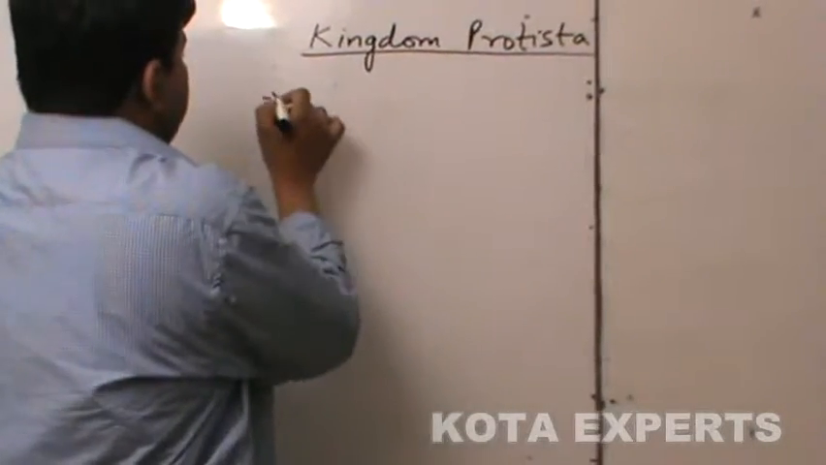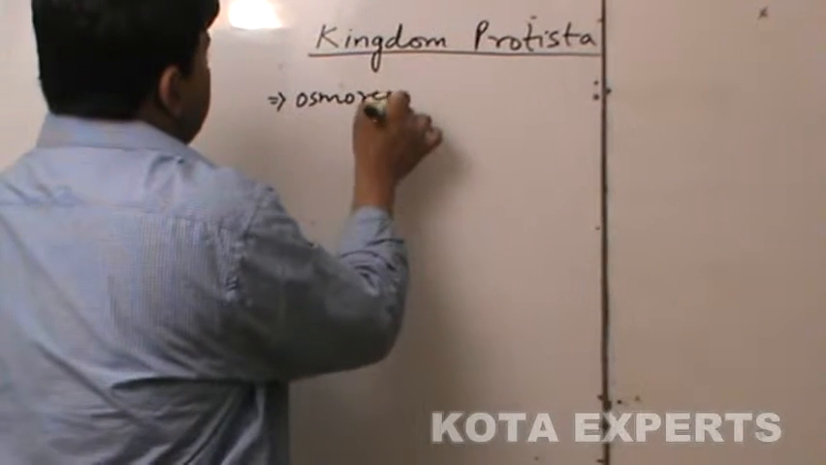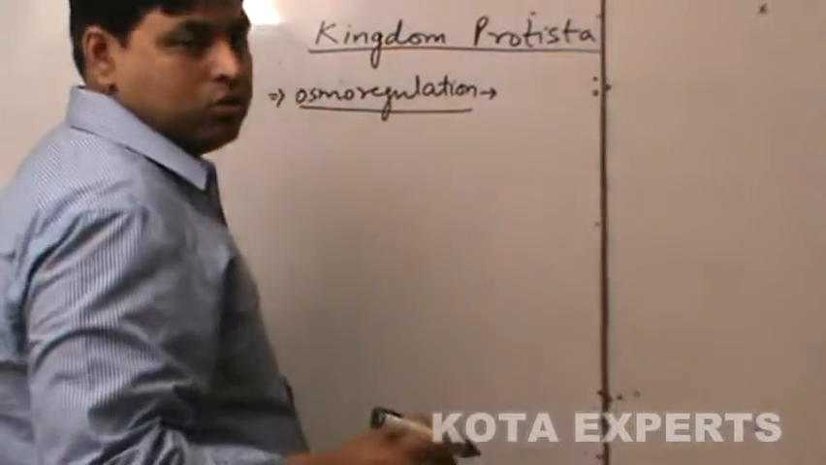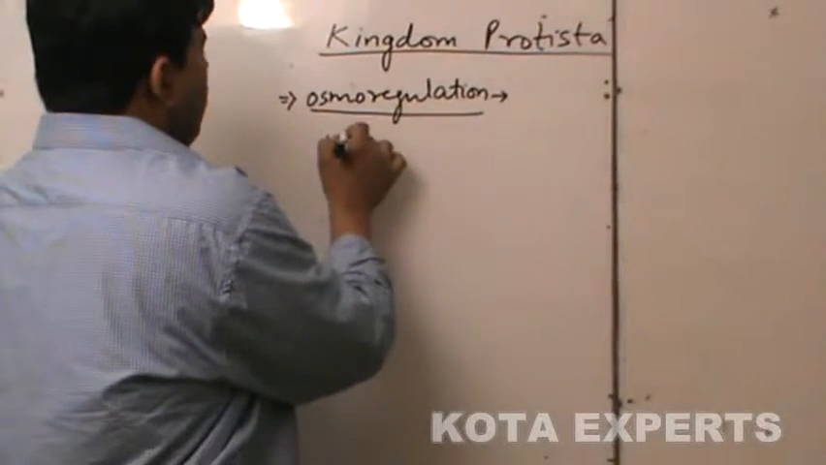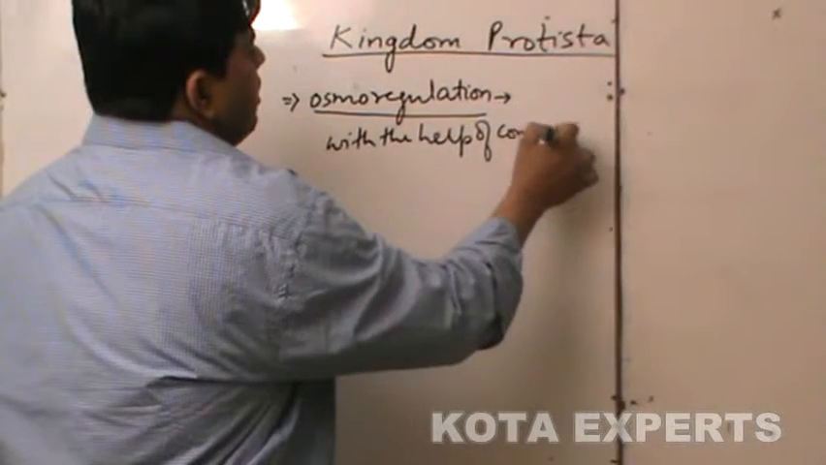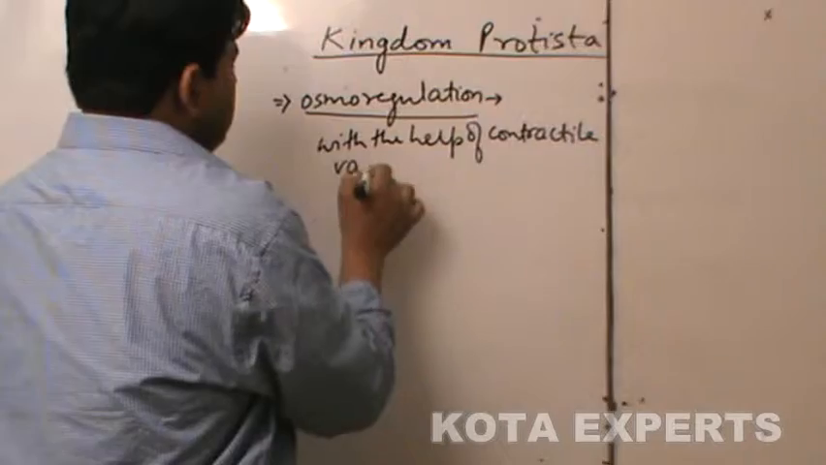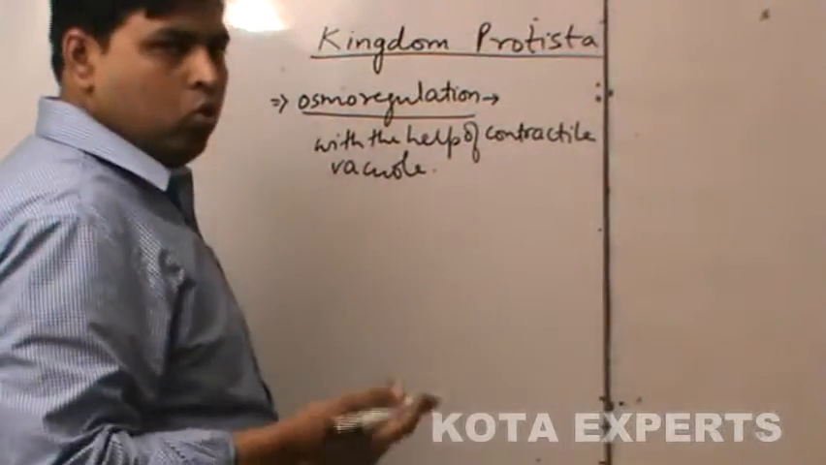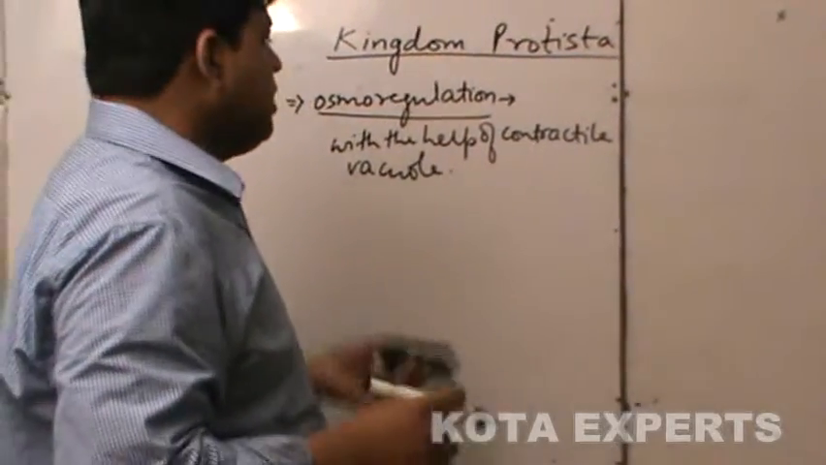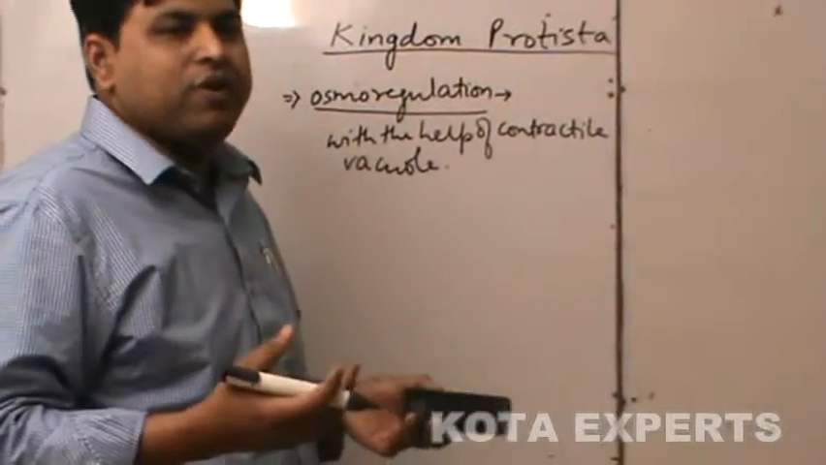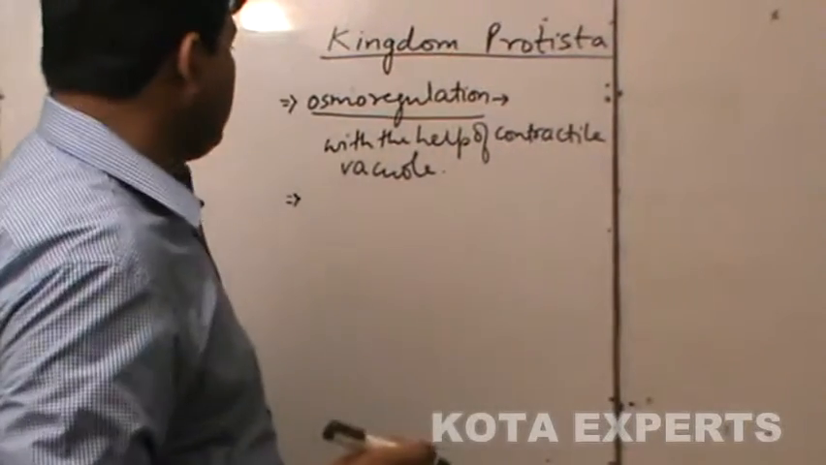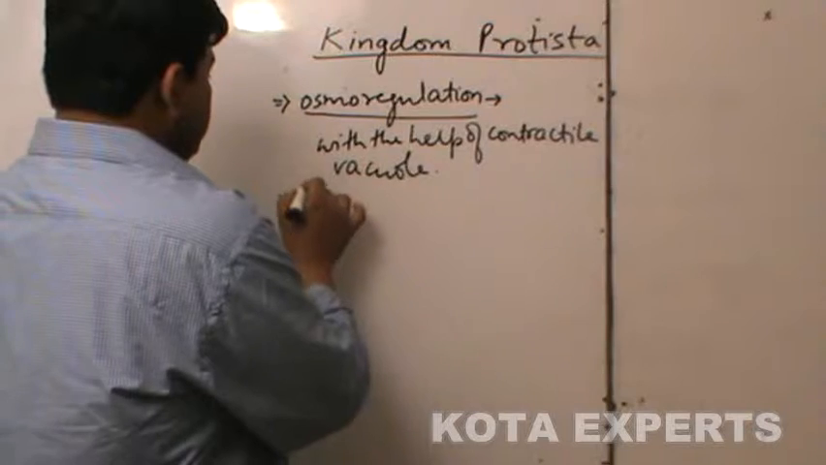Next is osmoregulation. Osmoregulation means regulation of their water and salt concentration with the help of the contractile vacuole. So the contractile vacuole helps in osmoregulation, that is, control of the water content as well as the salt concentration in the body.